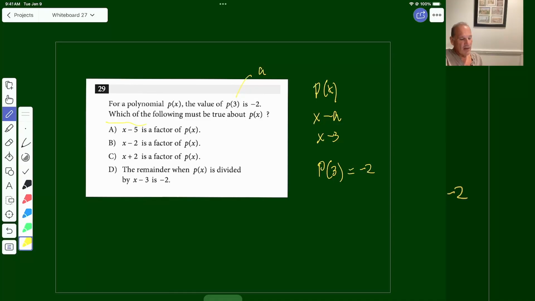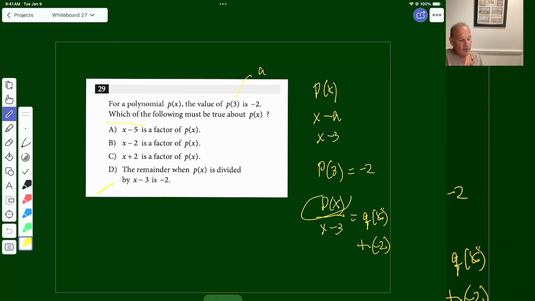So that means that when you took p of x and divided it by x minus 3, you got some other polynomial, the quotient polynomial q of x, but the remainder was minus 2. That's all that the polynomial remainder theorem states, right? And lo and behold, that's exactly what this says. Look at number D: the remainder when p of x is divided by x minus 3 is minus 2, and that's all it states.